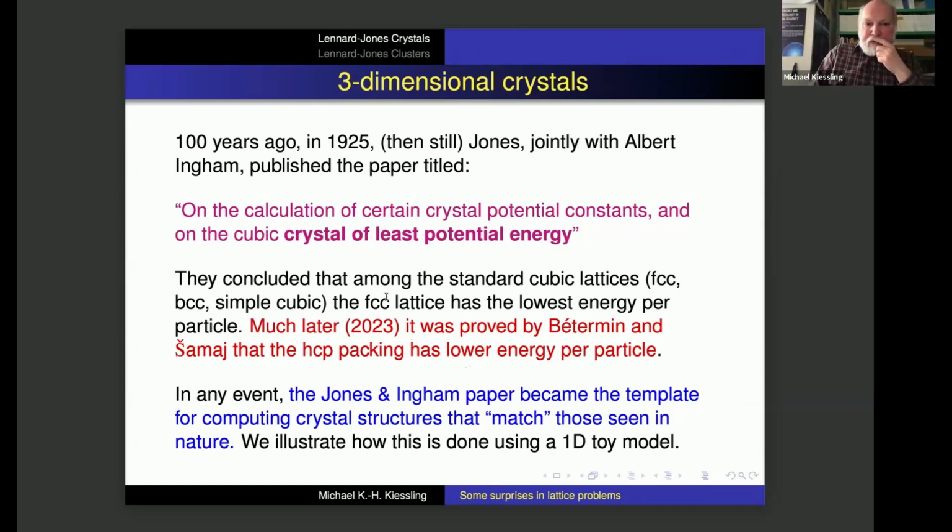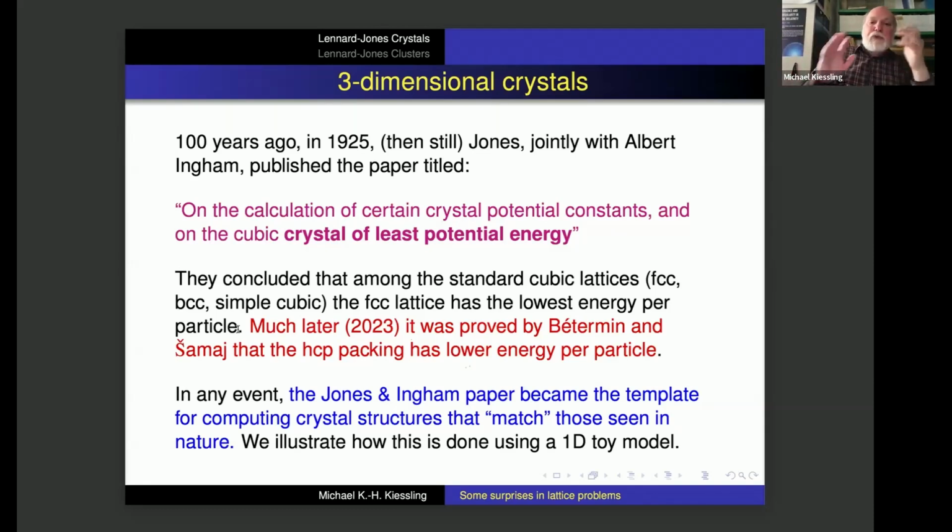And so they concluded that among the standard cubic lattices, namely face-centered cubic, body-centered cubic, or simple cubic, that's the 3 types of lattice that they looked at, the FCC lattice has the lowest energy per particle. So why energy per particle? Well, the total energy will go to minus infinity if you add up all the pair energies. So this is, of course, a supposedly infinite crystal arrangement of these atoms, represented by points with Lennard-Jones interactions.